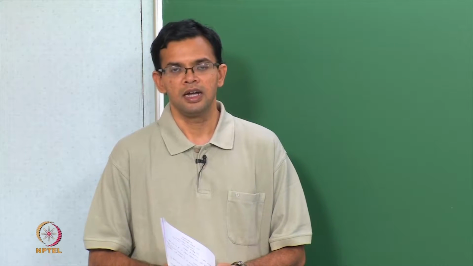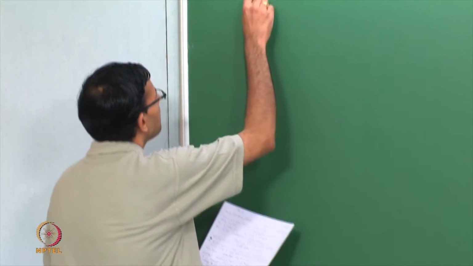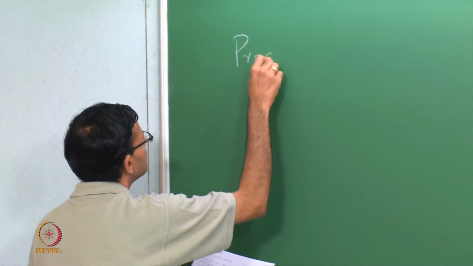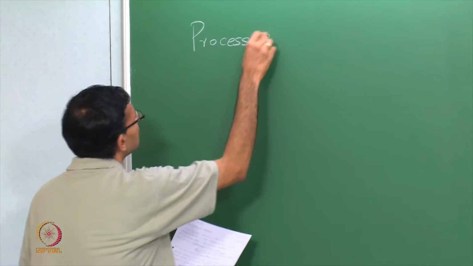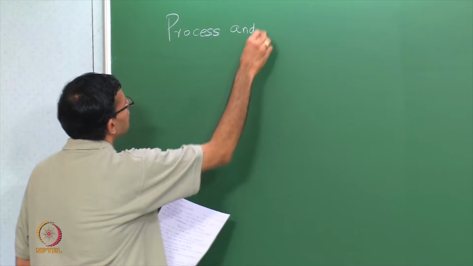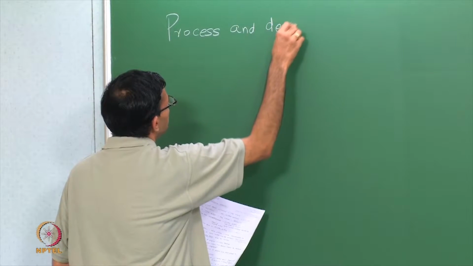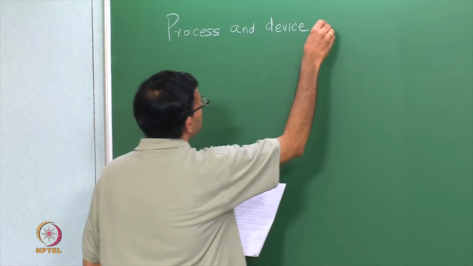So, we could broadly divide the various steps in IC fabrication into these 4 categories, and we saw each of them in detail. Today we are going to look at the evaluation of the IC fabrication process. So, we are going to look at both process and device evaluation.